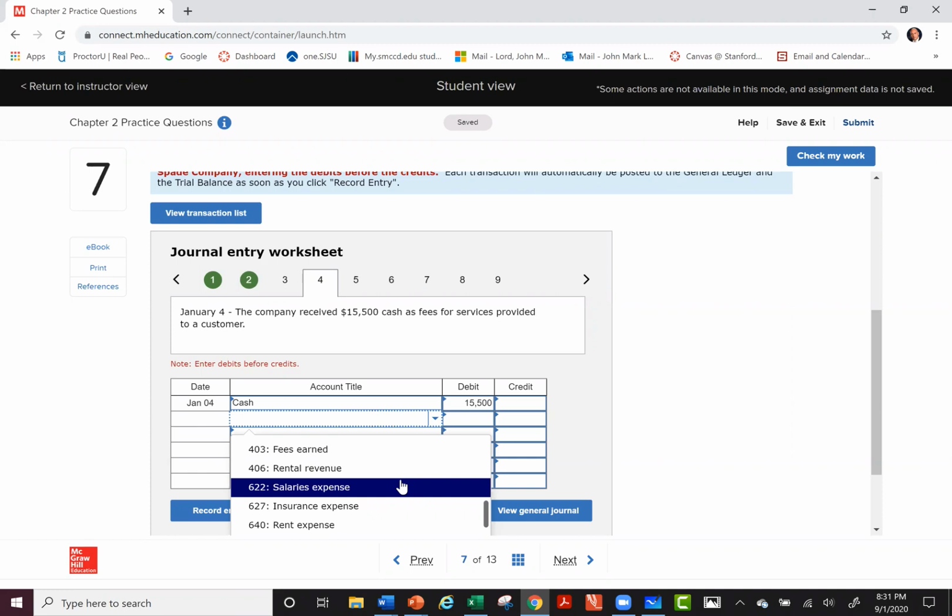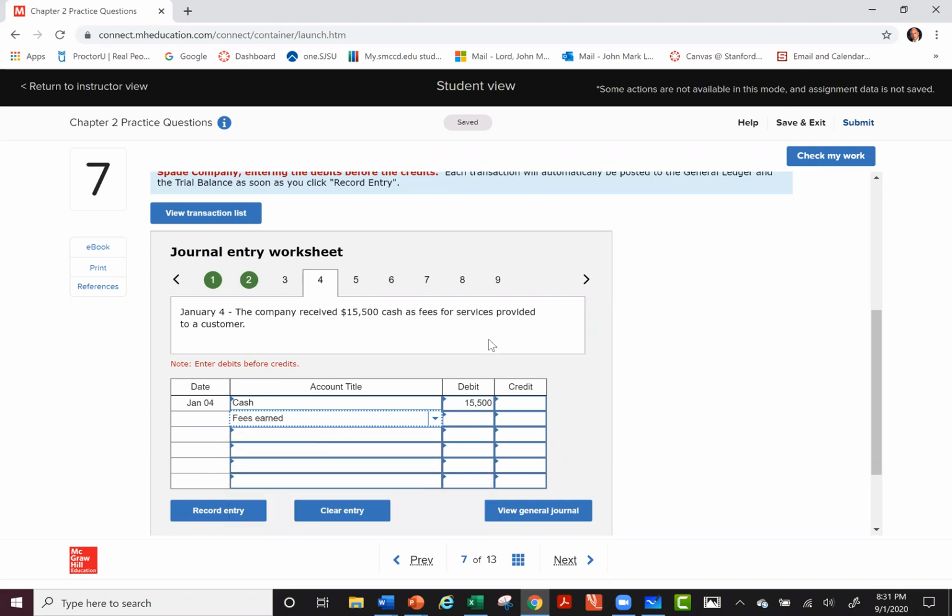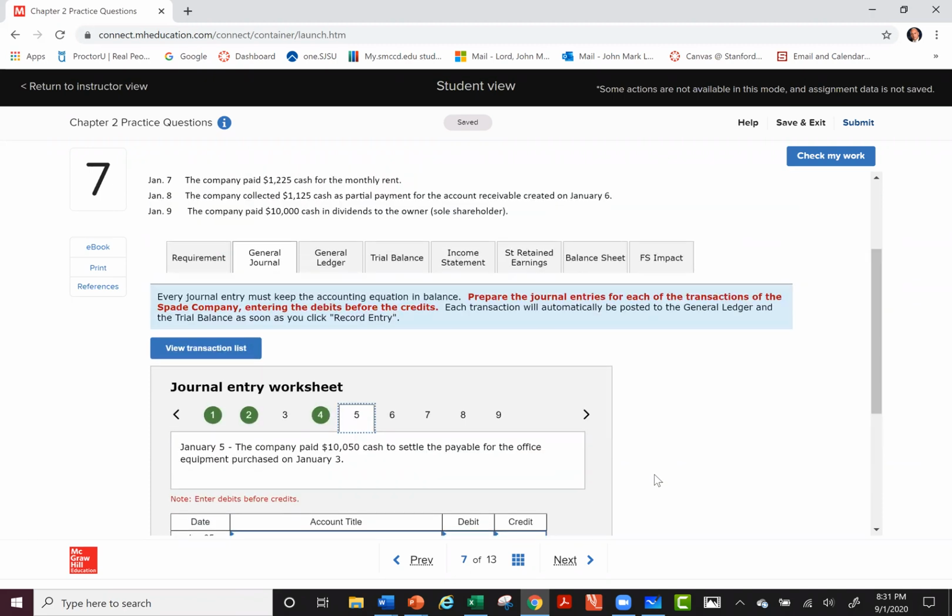And that's okay. This one wasn't rental revenue. It was what? Fees revenue. Okay, and how much was it? 15.5. Okay, record the entry and let's go up.